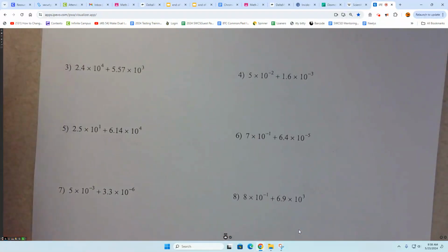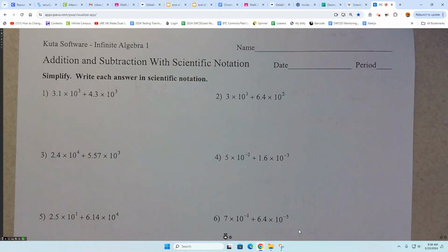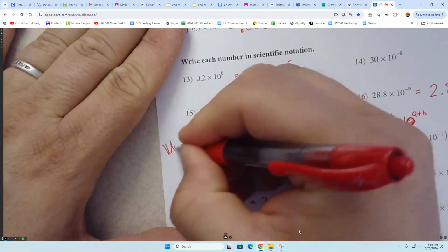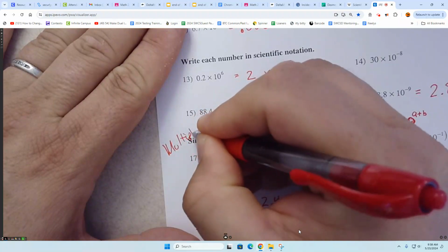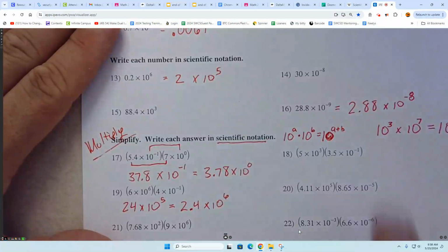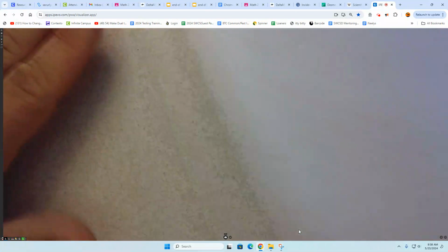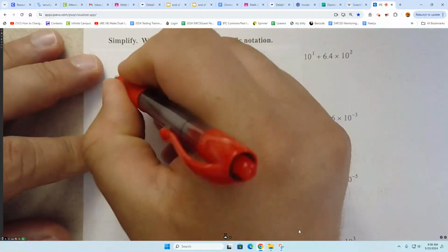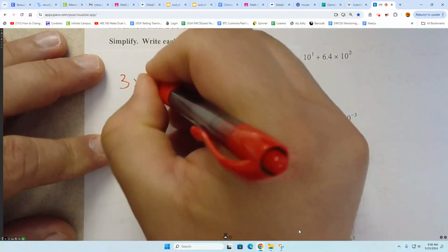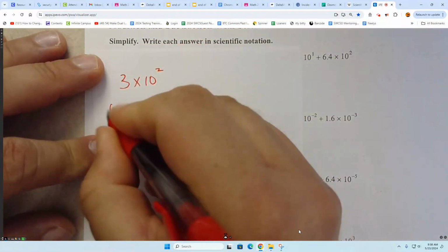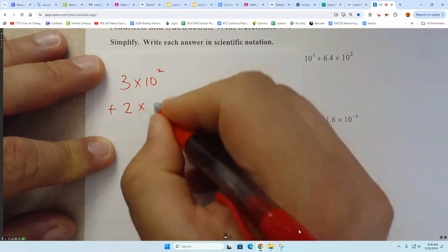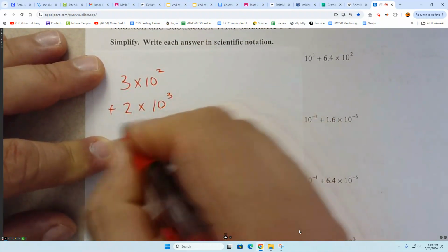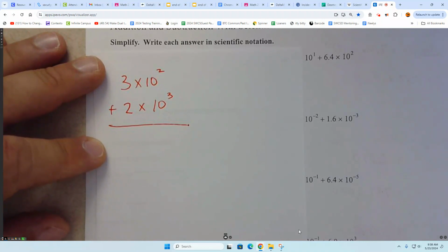Now we're going to talk about adding and subtracting. So this is multiplication, and multiplying has this rule where you add the powers. I don't want you to write this down, but if I said 3 times 10 to the second plus 2 times 10 to the third, why doesn't that equal 5?